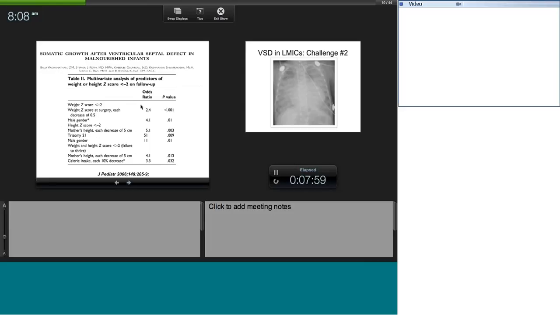So if we look at a multivariate analysis on predictors of weight or height Z-score of -2 on follow-up, if they start off poor with poor Z-scores on weight and height, they tend to do poorly long term. So that was the odds ratio of 2.4 that we got out there. But what were significant determinants for maternal height? And maternal height had the strongest influence on the eventual height that they gained.